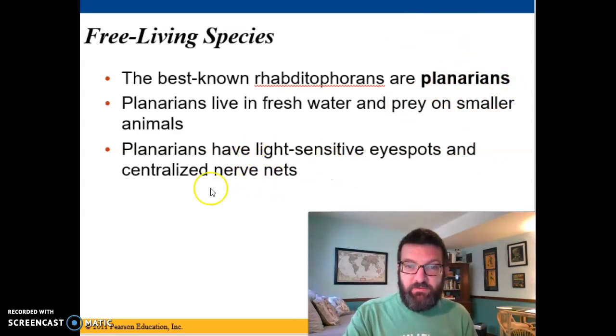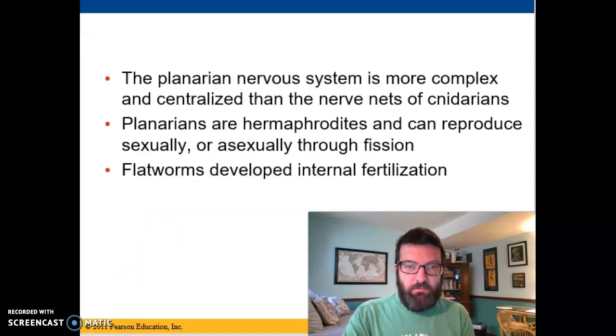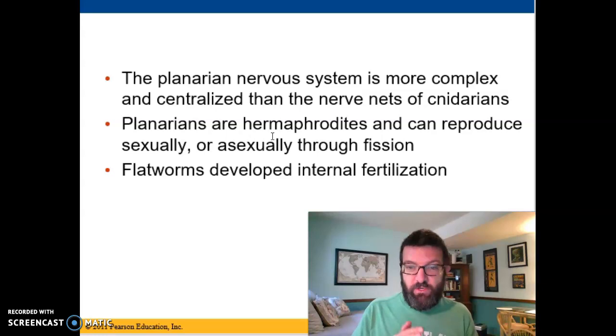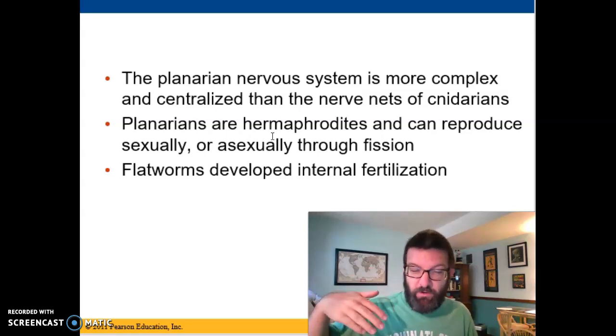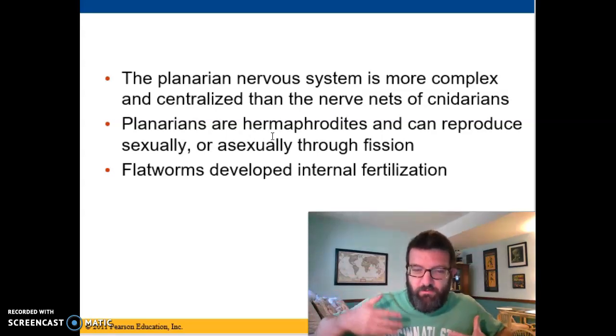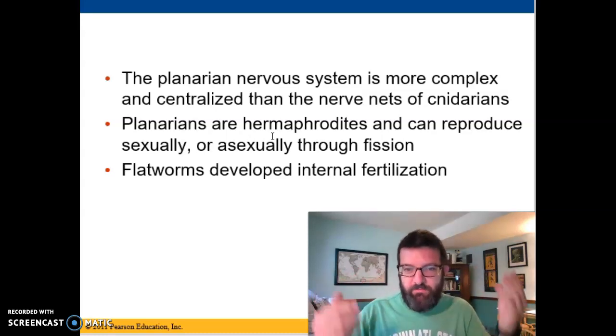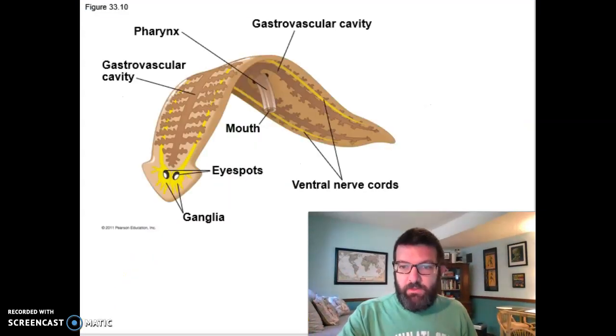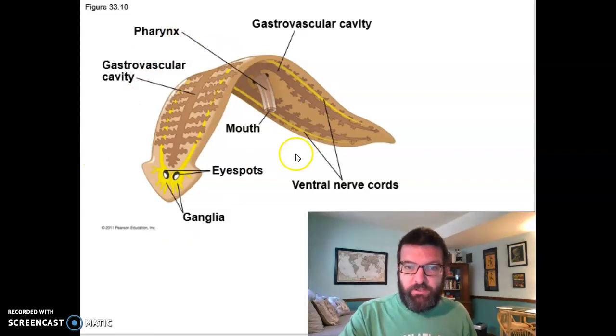They have light-sensitive eye spots, they have centralized nerve nets, they have a way to have internal fertilization, so they can reproduce sexually internally. They also can reproduce asexually through fission, mostly as a repair mechanism. If you cut them in half, both sides can regrow, even if you cut them front to back. If you cut them front to back, the back can grow a new head. It's pretty wild. And this is what these free-living planarians look like.